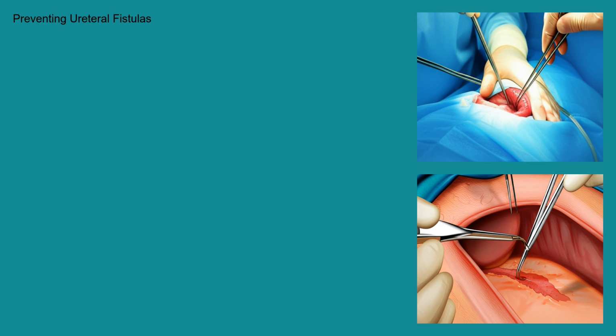Preventing ureteral fistulas primarily focuses on meticulous surgical technique during procedures that carry a risk of ureteral injury. This includes careful dissection, precise suturing, and identification of ureteral landmarks. Intraoperative techniques, such as the use of ureteral stents or indocyanine green dye to visualize the ureters, can help minimize the risk of injury. When possible, less invasive surgical approaches should be considered. Postoperative monitoring for signs of urinary leakage is also crucial for early detection and intervention.